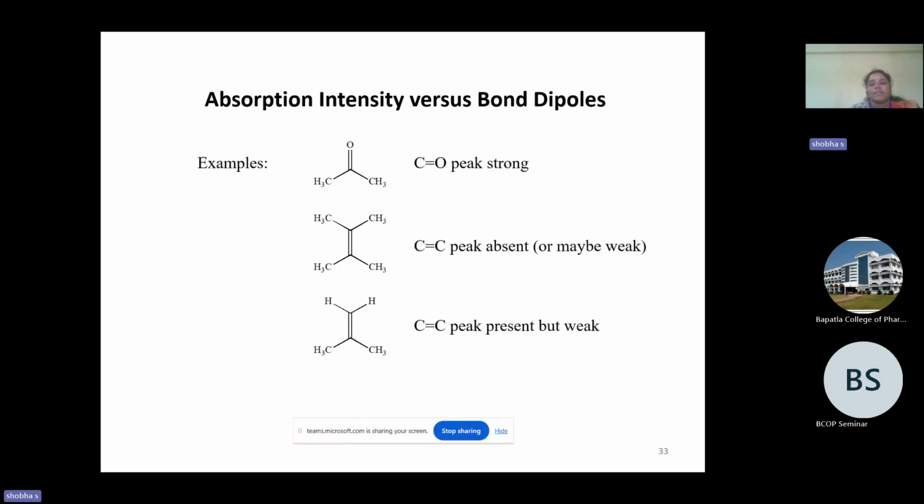Here there may be chances of H being present. So maybe some polarization will occur here. For that, we may expect a peak, but it is not as intense as acetone. These three examples will give us an idea: the compound that gives a higher peak needs to have a dipole moment.